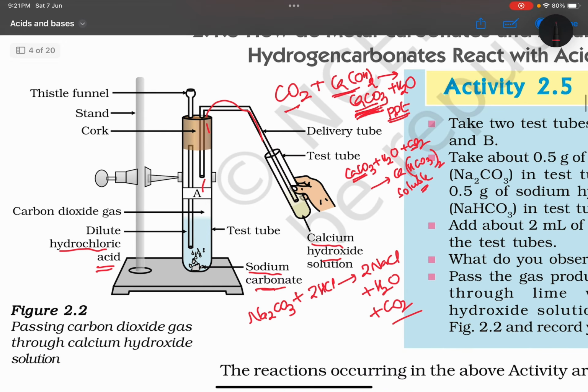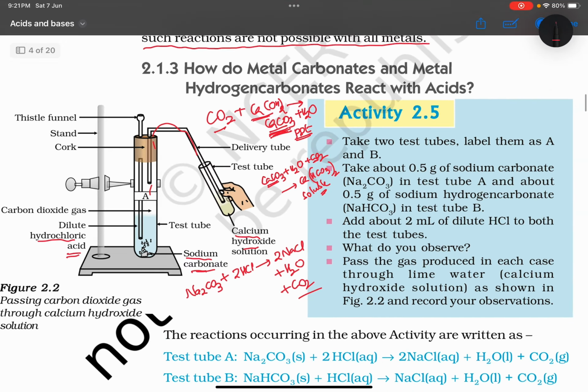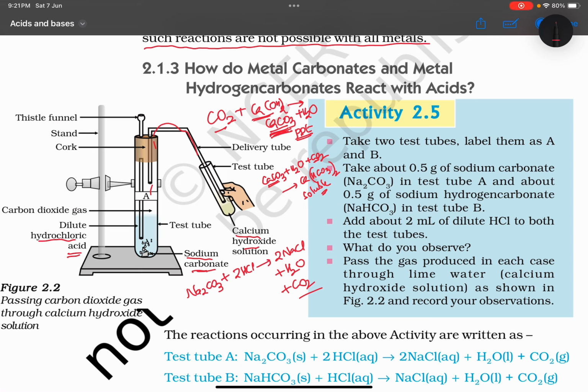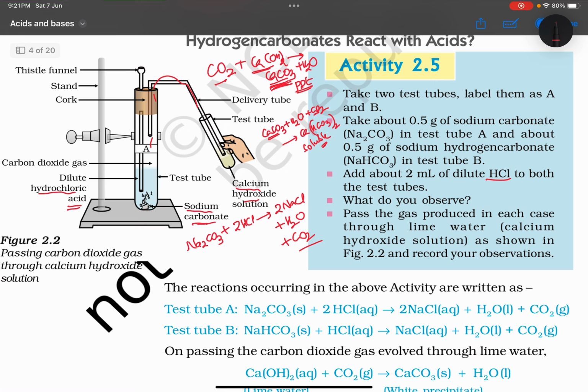So let us see what is mentioned here. Take two test tubes, label them as A and B. Take about 0.5 grams of sodium carbonate in one test tube and 0.5 grams of sodium hydrogen carbonate, NaHCO3, in the other test tube. Both are bases. Very comfortably they react with acid. Add about 2 ml of dilute HCl in both the test tubes. What do you observe? Pass the gas produced in each case through lime water, calcium hydroxide solution, as shown in figure 2.2. Okay, so that figure we have already seen.